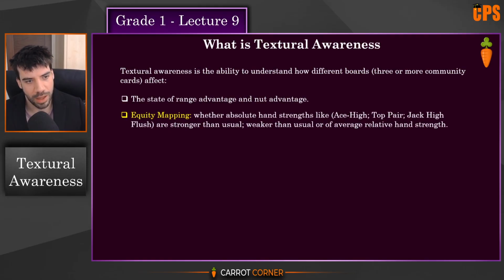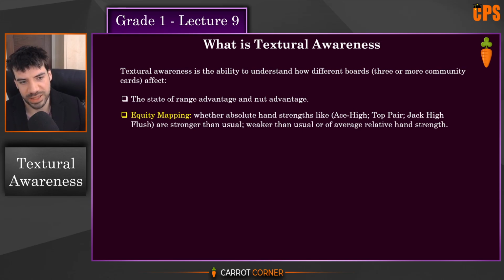Equity mapping is the ability to understand whether absolute hand strengths like ace high, top pair, jack high flush, these are all labels that we assign to hand strengths in order to quickly understand what we're talking about, but we need to understand that these labels don't actually describe the strength of these hands, because a jack high flush will be very strong on a 3 flush board when it checks all the way to the river, and much weaker on a 4 flush board after a lot of betting. So we have to adapt for that, for texture and for line.